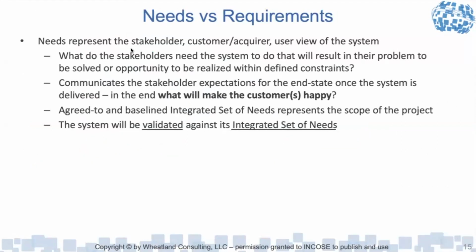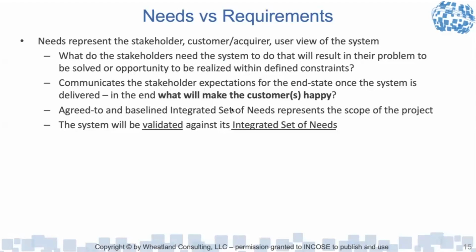So the needs represent the stakeholder, customer, acquirer, user view of the system. What do the stakeholders need the system to do that results in their problem being solved or opportunity being realized within the defined constraints with acceptable risk? It communicates stakeholder expectations for the end state once the system's delivered. In the end, what's going to make our customers happy.